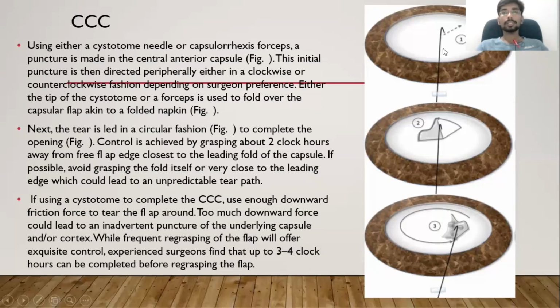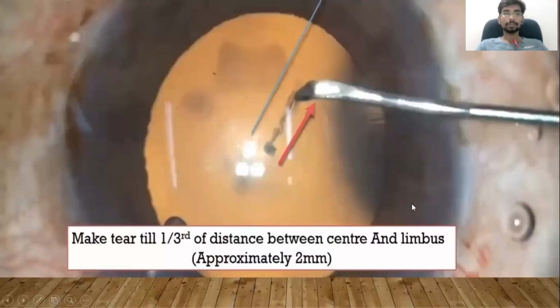So from the central portion, we have to start incising the anterior capsule. Almost 2 mm we have to incise for raising the flap. In the second step, we have to raise the flap. In the third step, we have to move the flap all around.